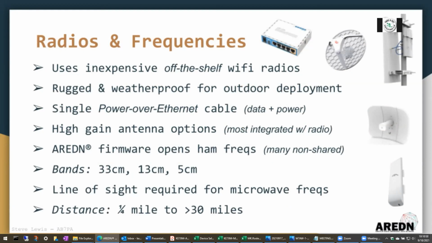The frequency ranges that are currently supported are the 900 MHz, 2.4 GHz, and 5.8 GHz bands. These microwave frequencies do require direct line of sight for reliable communication. Depending on the type of radios and antennas that are deployed, it's possible to achieve network links anywhere from a few miles to well over 30 miles between sites.